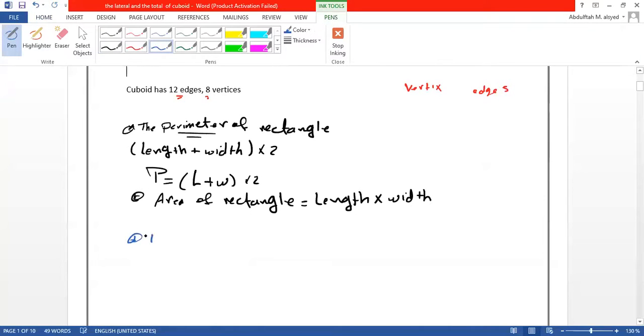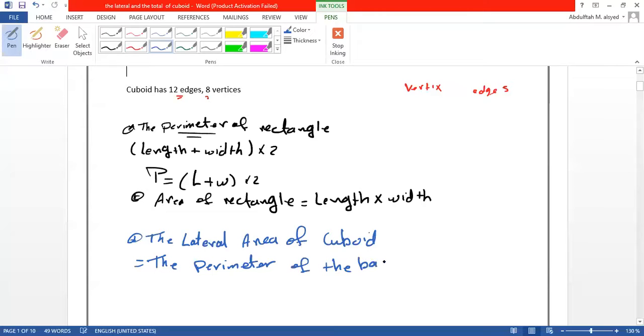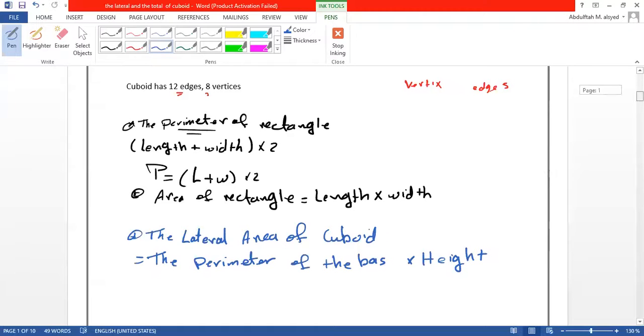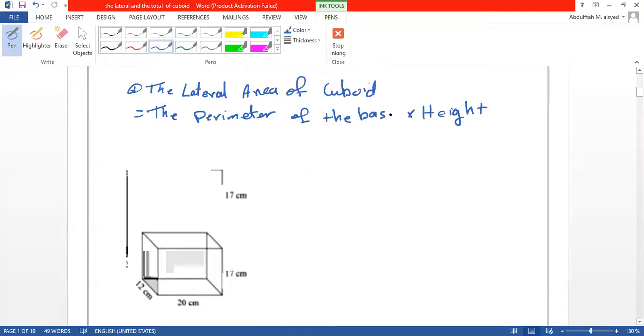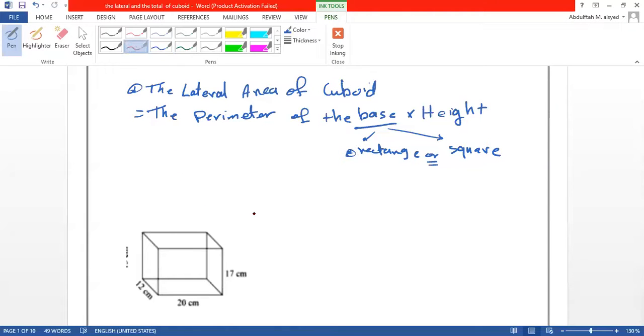First, the rule of the lateral area of cuboid equals the perimeter of the base times height. The perimeter of the base here means that the base may be a rectangle or a square. In all cases, you have to find the perimeter of the base, whether it is a rectangle or a square. So, in simpler form, lateral area equals perimeter of base times the height.